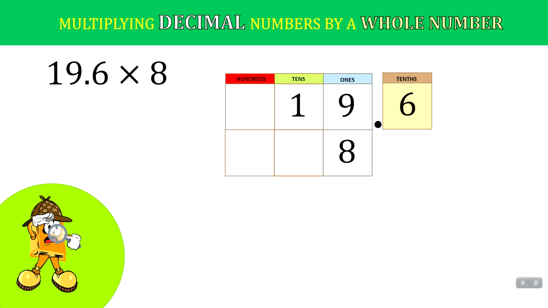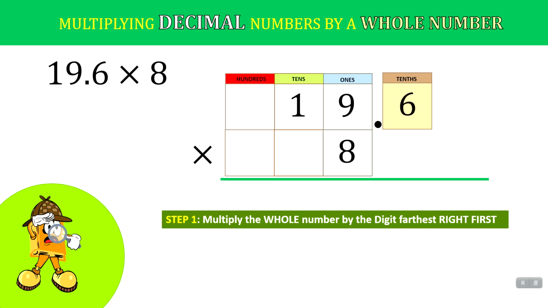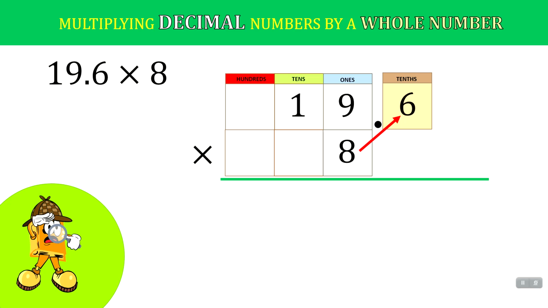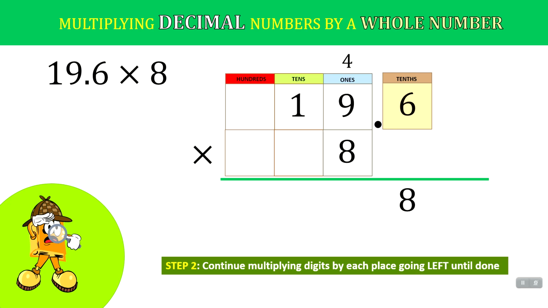Now we multiply by 8, which is in the ones column. And we start the same process, multiplying the 8 by the digit that is farthest at the right, which is the 6. So step 1, multiply the whole number by the digit farthest right first. This gives us 8 times 6, which is 48. We write the 8 and we carry the 4.